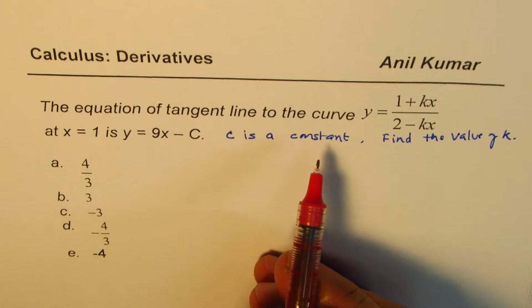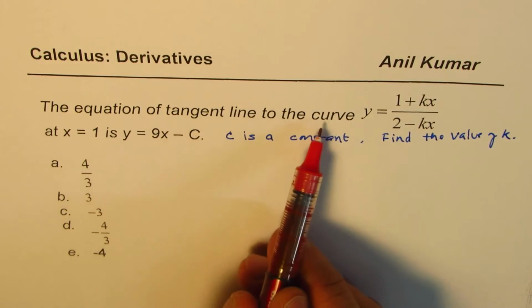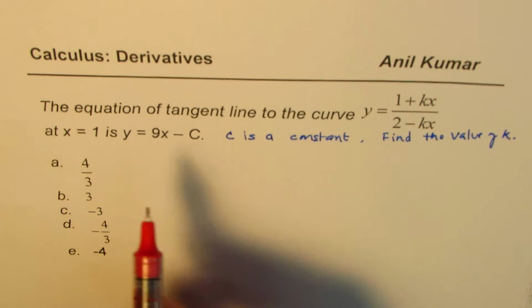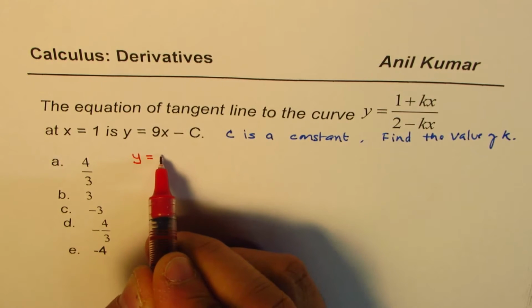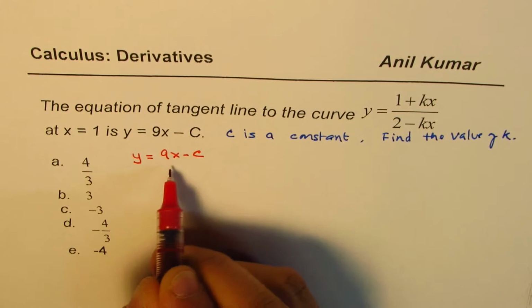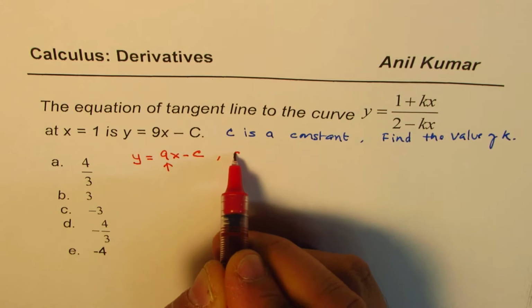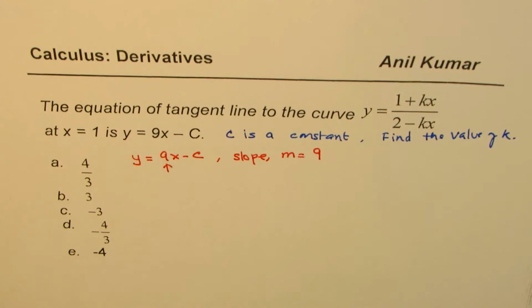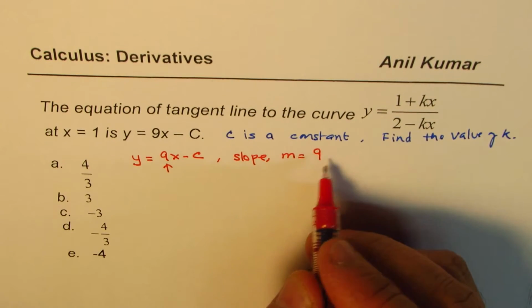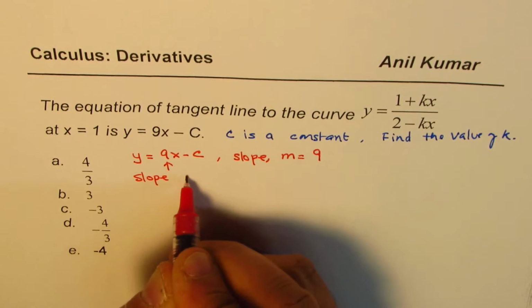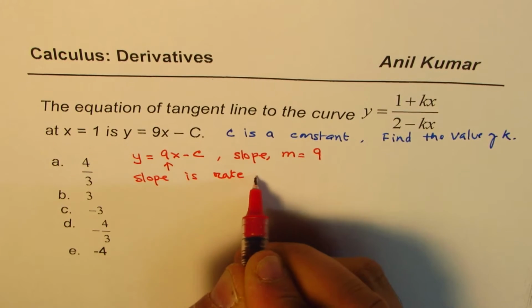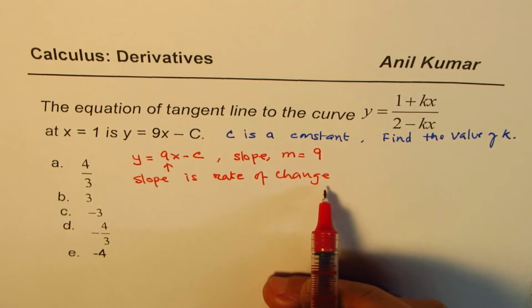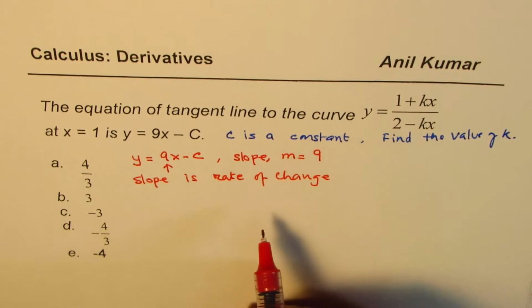Now let's understand this question. It says the equation of the tangent line to this curve at x equals 1 is this. The line equation is y equals 9x minus c, where 9 is the slope, right? So you can say that the slope, m, is equal to 9. Slope is rate of change. Some of you who haven't done calculus could actually solve this question using rate of change.